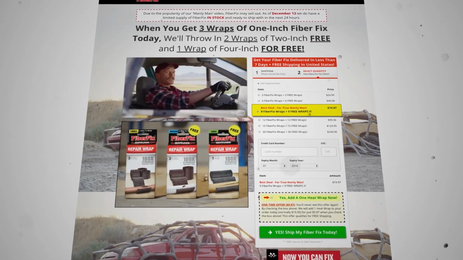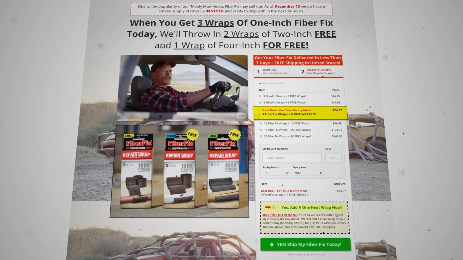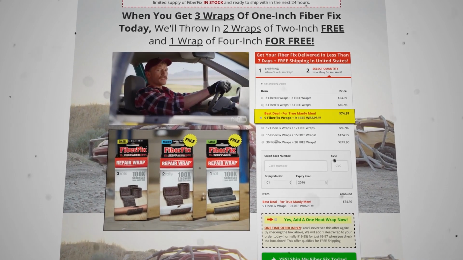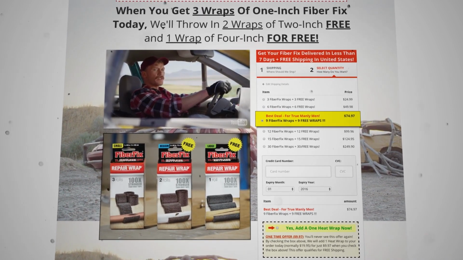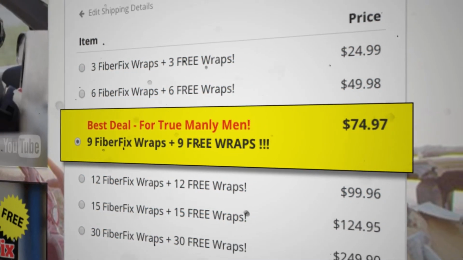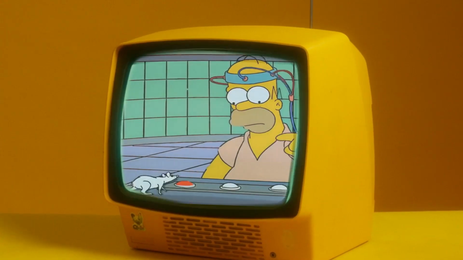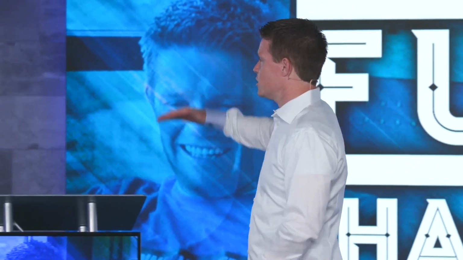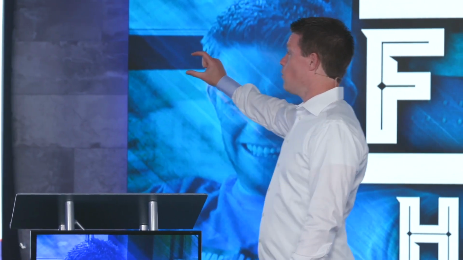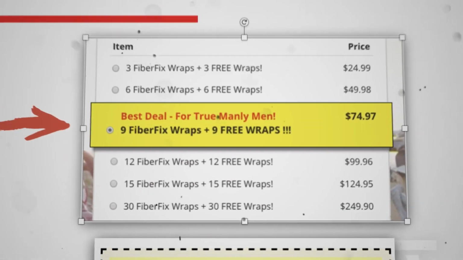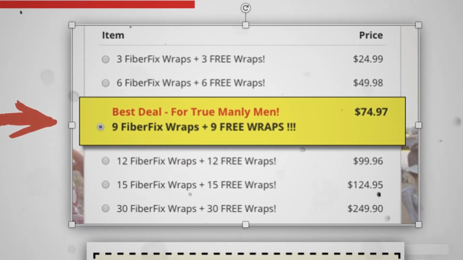Now on the order form, there's two other ways we increase the average order value. The first is through our product selector. So yeah, someone can buy one, but what if we give them more options? They can buy 3 fiber fix, 6, 9, 12, 15, or 30. There's a ton of psychology behind this, but we have the different options. And the one in the middle, we bold that one, because ideally I want someone buying 3 instead of 1 if I can, right? With fiber fix, they need 3 because they need them for everywhere. So we made that one bold.